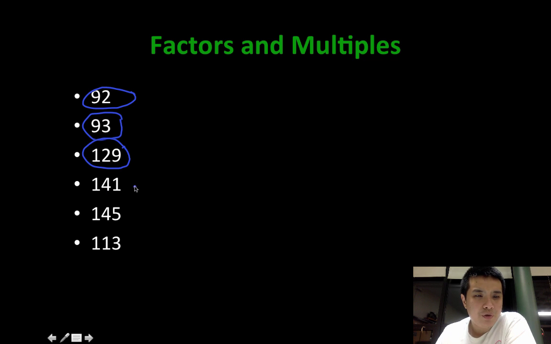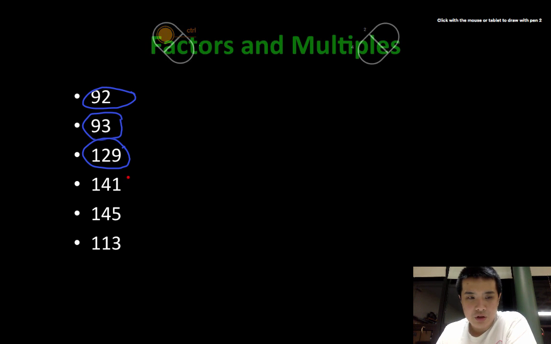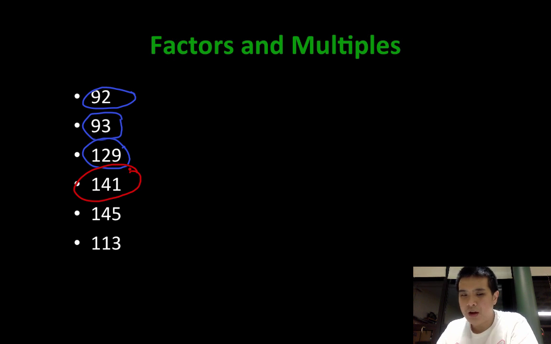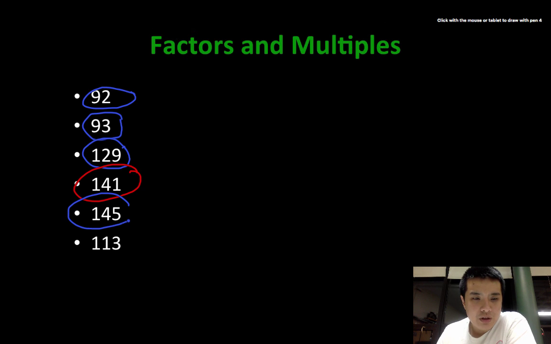What about 141? Is it divisible by 4, 5, 2, 12, 10? It's not divisible by any of those. It's also not divisible by 7, and you also don't know any math facts that get you 141. This one is going to be prime. 145 is going to be divisible by 5, so that is going to be composite. 113, again, we don't know any math facts that get us 113, and it's not divisible by 3, and it's not divisible by 2, or 5, or 4. So this is going to be prime as well.